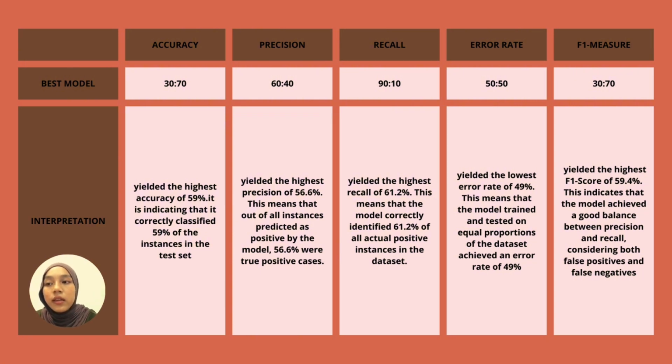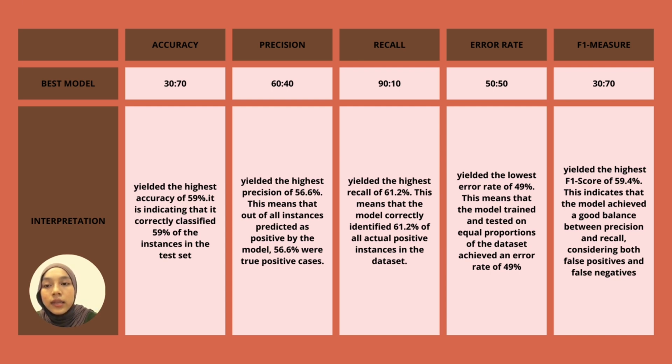Interpretation for accuracy: here the highest accuracy is 59%. It indicates that it correctly classified 59% of the instances in the test set. For the precision, it yielded the highest precision of 59.6%. This means that out of all instances predicted as positive by the model, 56.6% were true positive cases. For recall, it yielded the highest recall of 61.2%. This means that the model correctly identified 61.2% of all actual positive instances in the dataset.